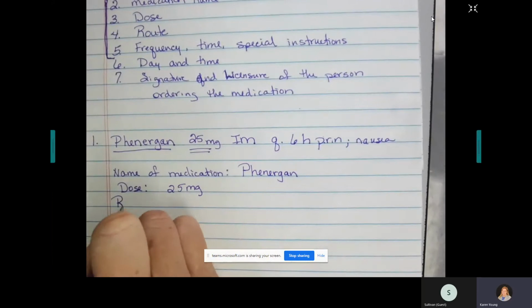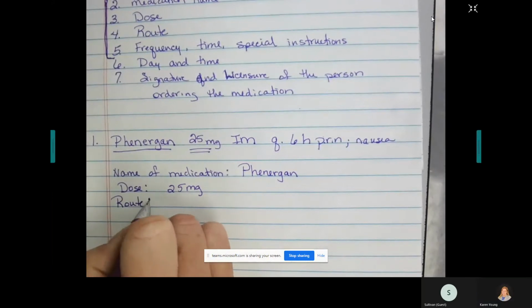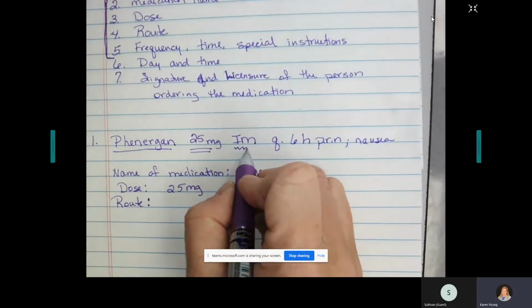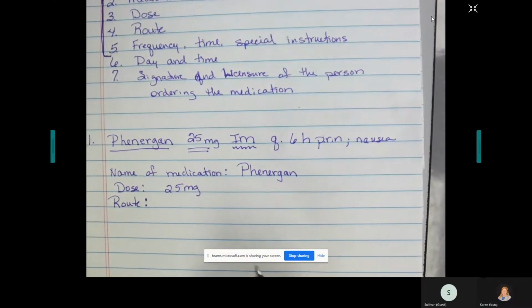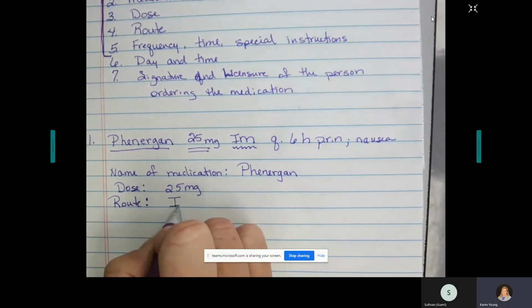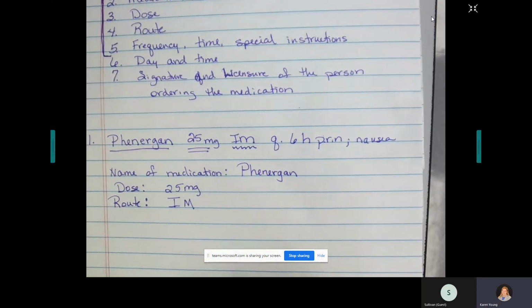And then my route. In this case, my route is an IM. It's an injection. But you want to be specific with your route. So my route is going to be the IM. Okay, even though IM is an injection, we're still going to use IM.